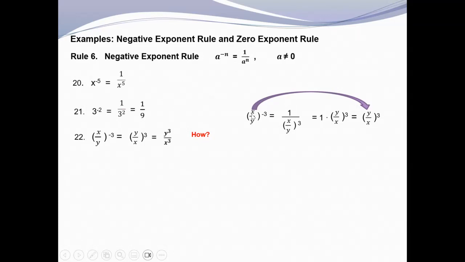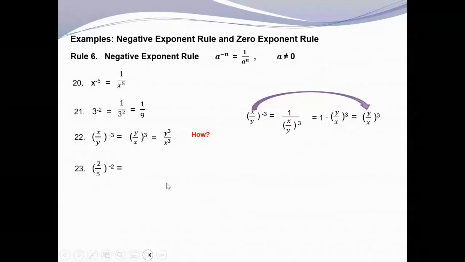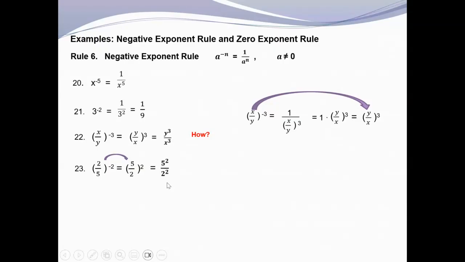If you have a fraction raised to a negative power, what you do is take the reciprocal and it becomes positive. Example in this one, we have a fraction, so we do the reciprocal, and to the second power, so it's going to give us 5 squared divided by 2 squared, which will give us 25 over 4.